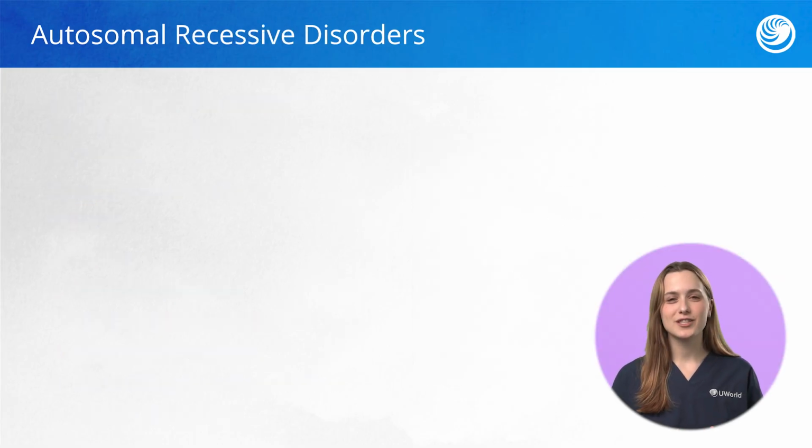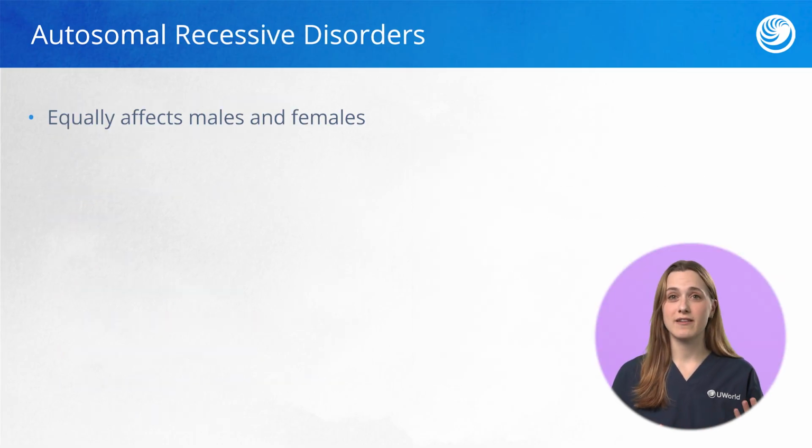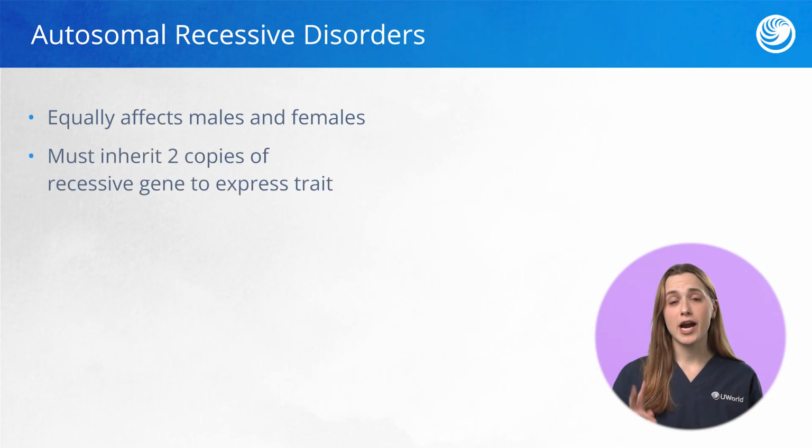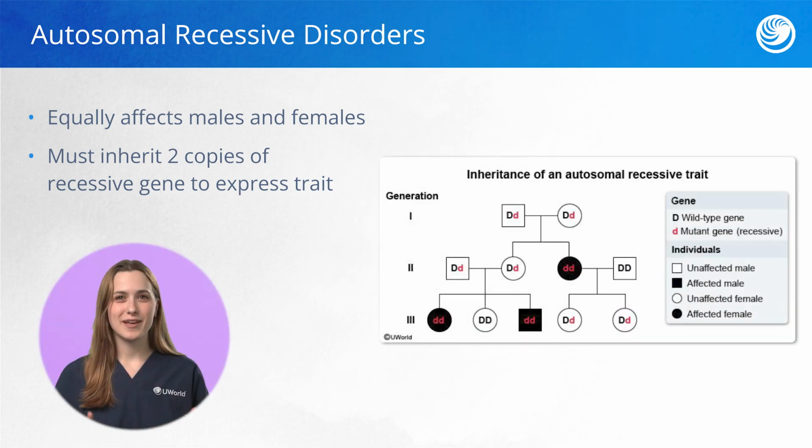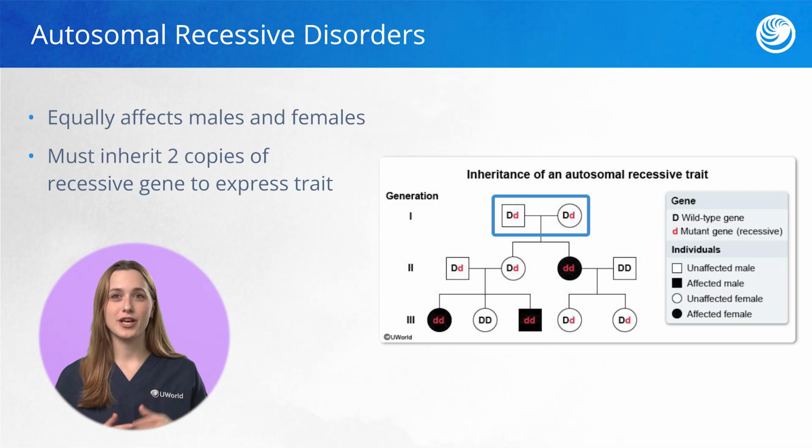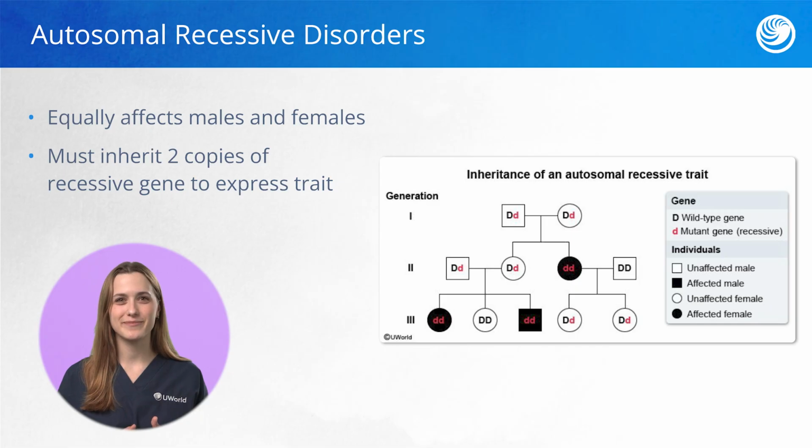Autosomal recessive genetic disorders also affect both males and females, but an individual must inherit two copies of the recessive gene for the trait to be expressed. This image shows a diagram of a pedigree. We can see that within the first generation, both parents are carriers of the recessive gene, the lowercase d, and only one of their two offspring inherited two of the mutated genes and subsequently expresses the trait.